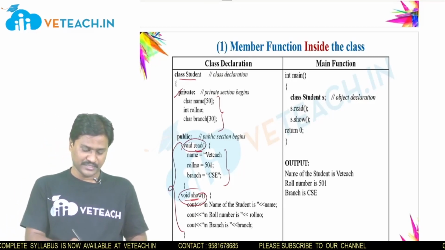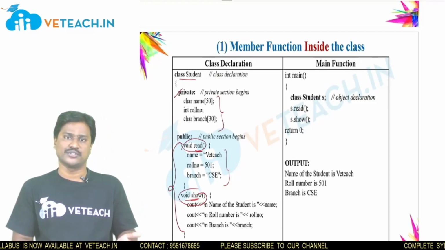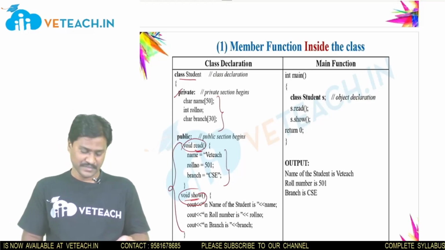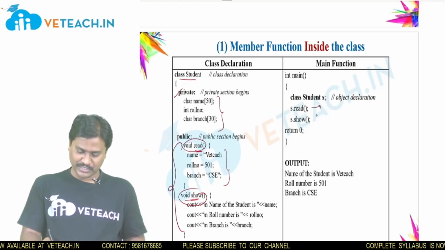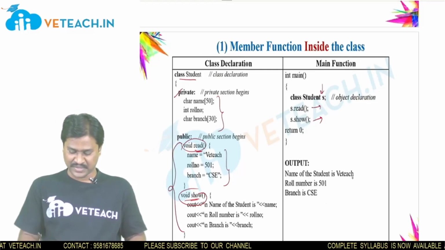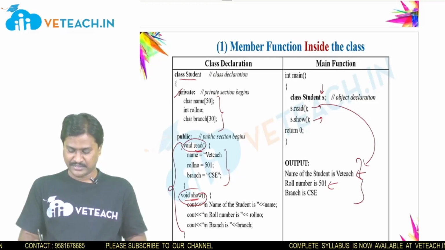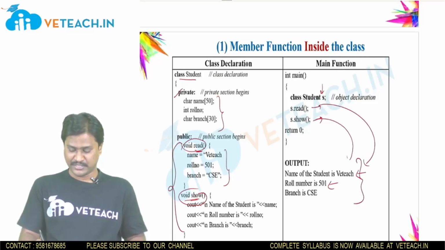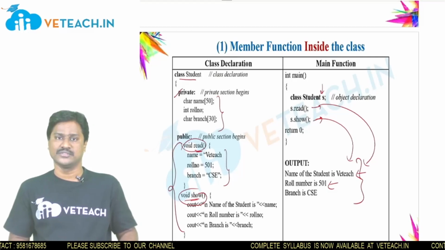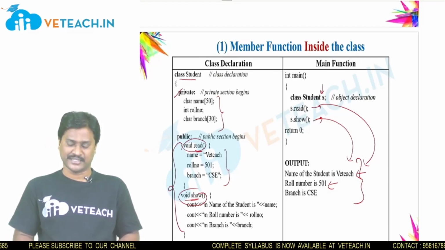We need to define these member functions. You may define them under the private section, or maybe the public section of the class. While calling these two functions using the object of the same class called s here, it takes the values by using this function, it reads these values, and by this function it displays all the values on the output screen. So this is the way of defining a member function inside the class.